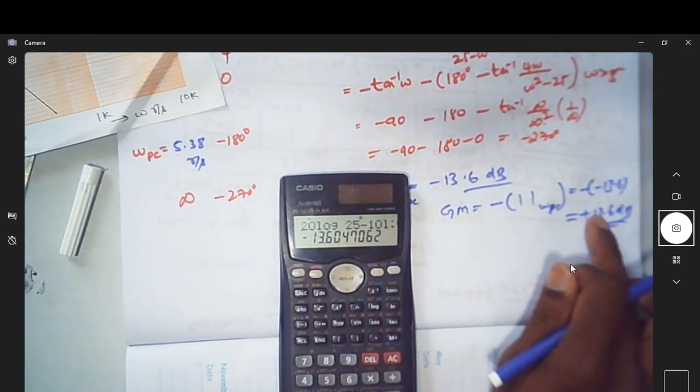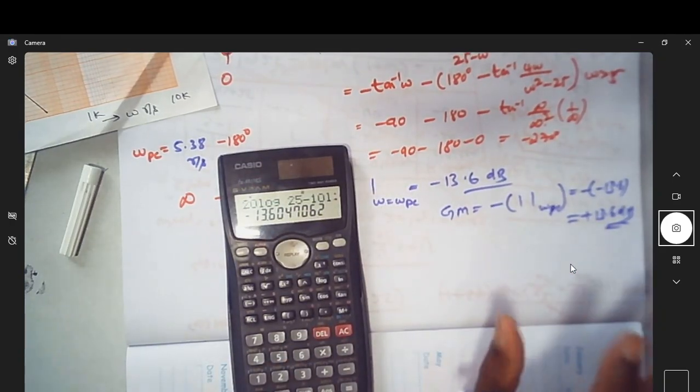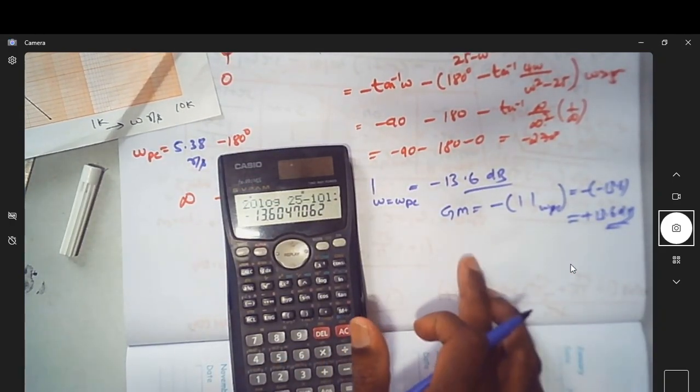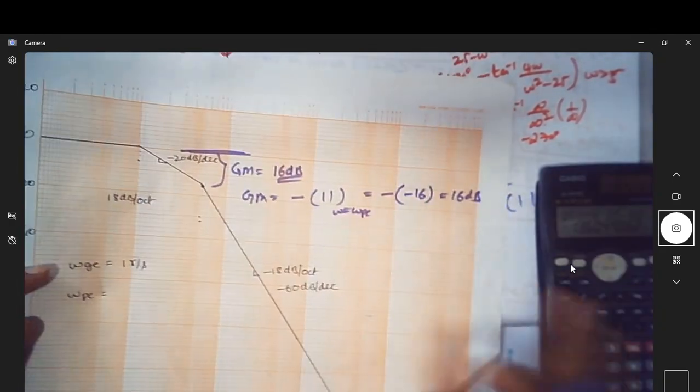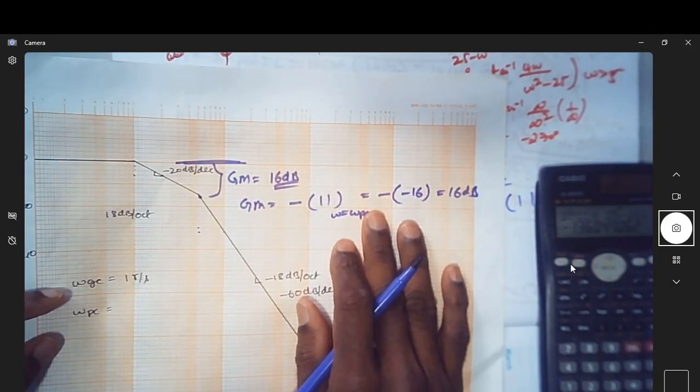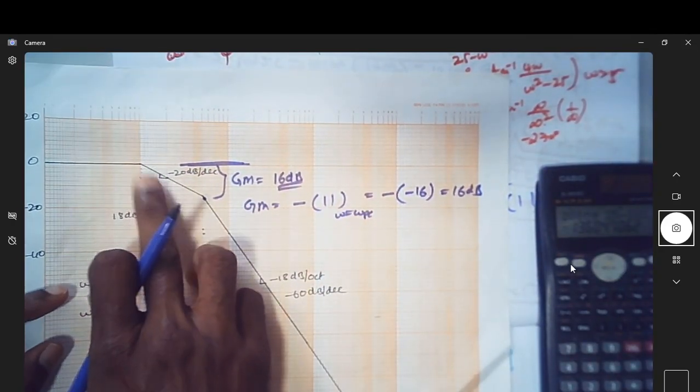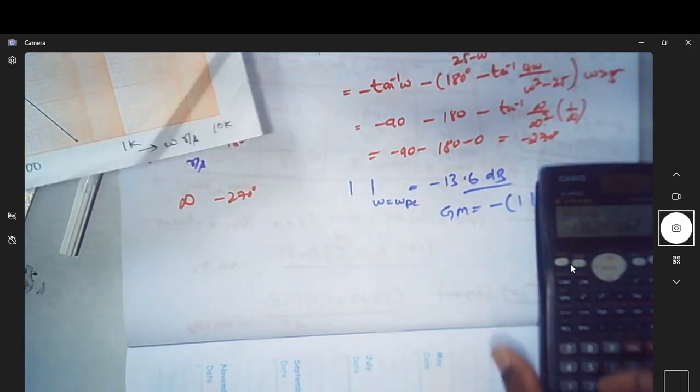This is an approximate asymptotic plot. This is the exact one. So 13.6 dB is the correct value in terms of magnitude. This is also perfectly right. This is the asymptotic value of gain margin.